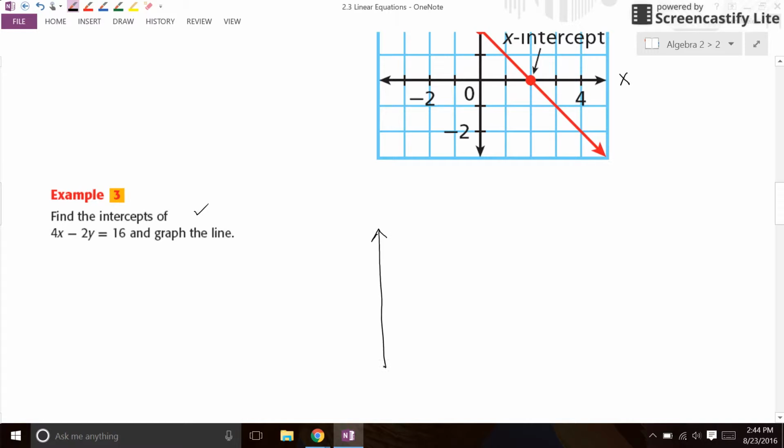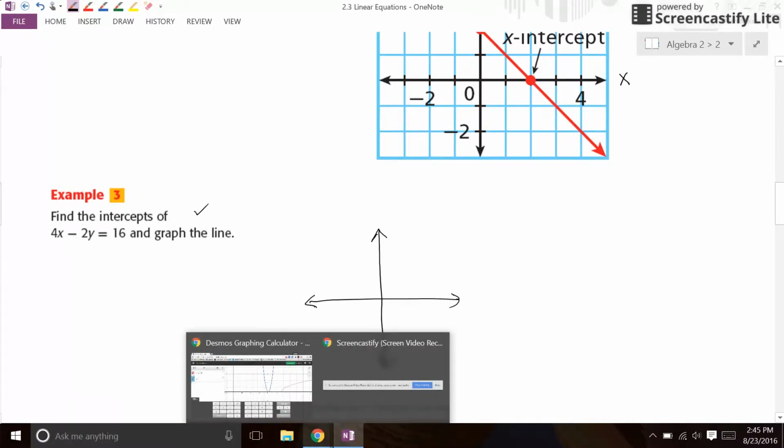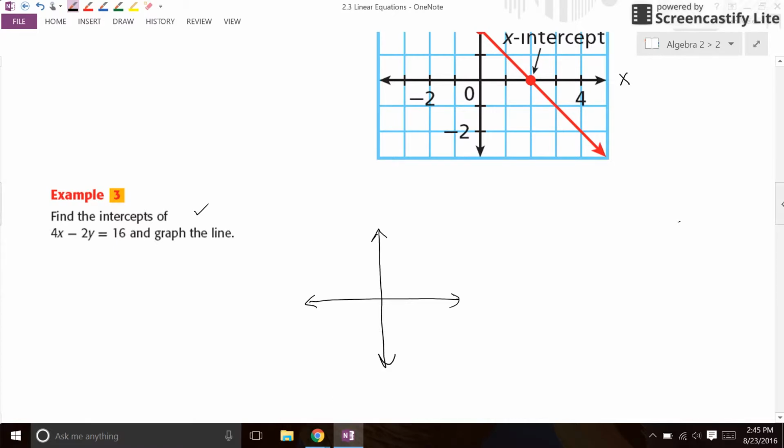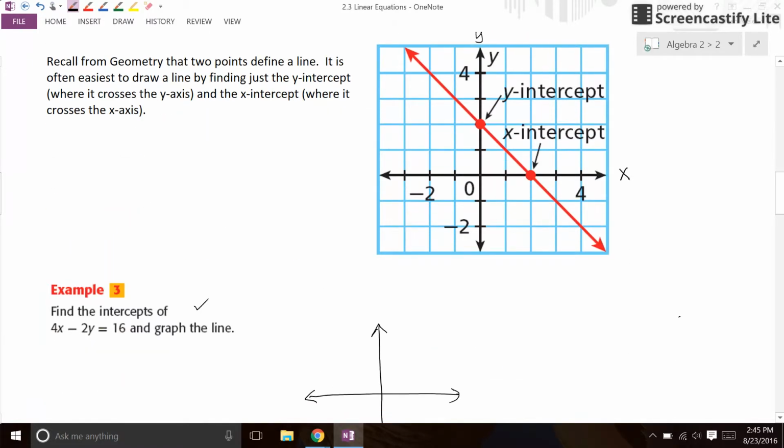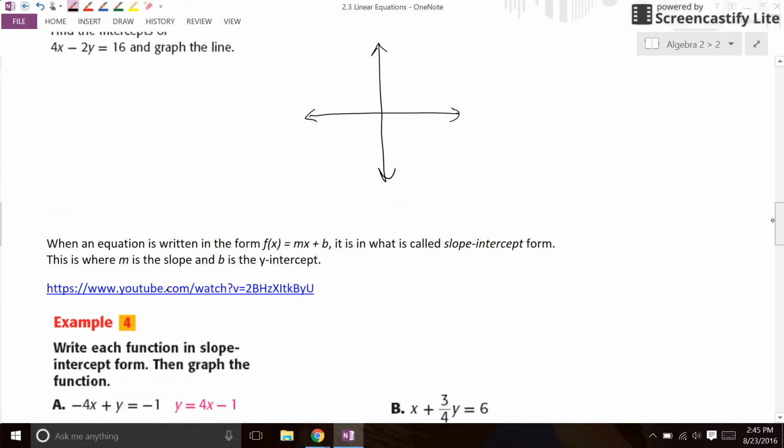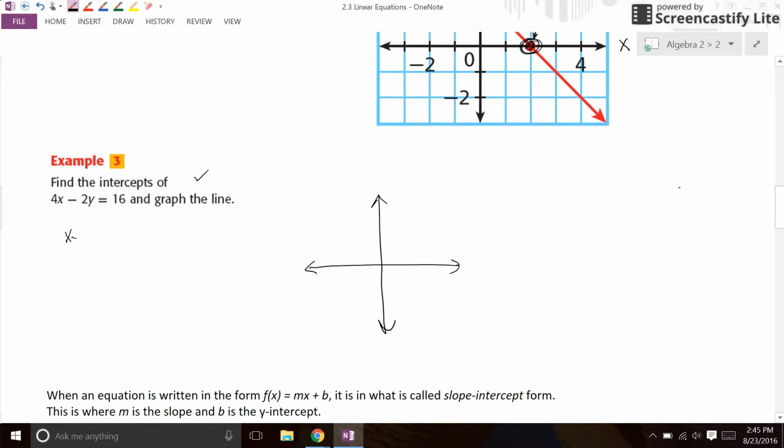So here's my graph paper, and you might notice something that when I have up here the x-intercept, you can see that the x-intercept is right here, right? Its y value is 0. Its x value is something, in this case probably 2, but its y value is 0, and that's true for every x-intercept. So if I want to find the x-intercept, all I have to do is let y equal 0. So I would have 4x minus 2 times y, which is 0, equals 16, or 4x equals 16, because 2 times 0 is 0. Divide by 4, x is 4.